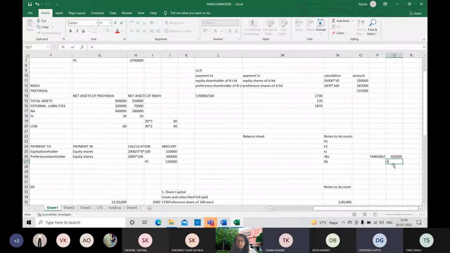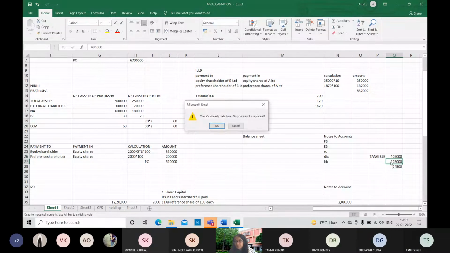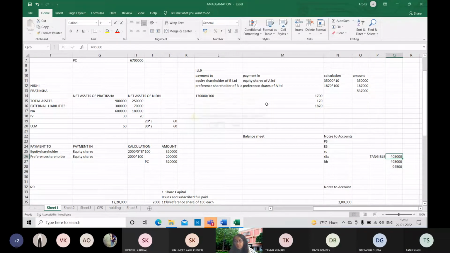4 lakh 95,000. Yeah. Second is, I think, third is furniture. Yes. Total of furniture. Anybody? 94,500. So this is under the property, plant and equipment tangible. I am going to add this up and I'm going to take this to the balance sheet. So tell me what is the total, guys.